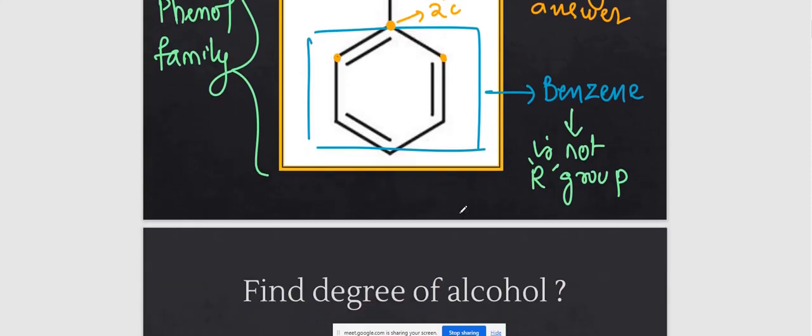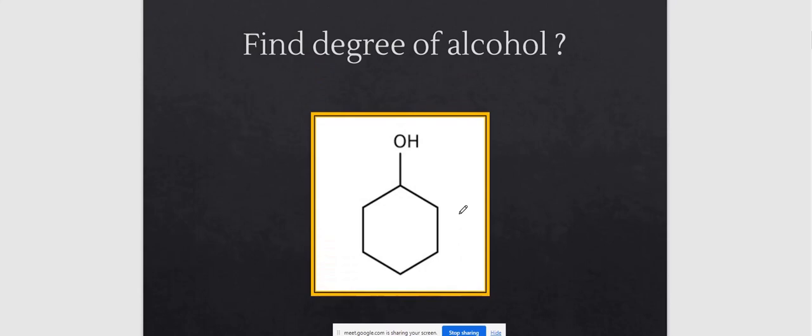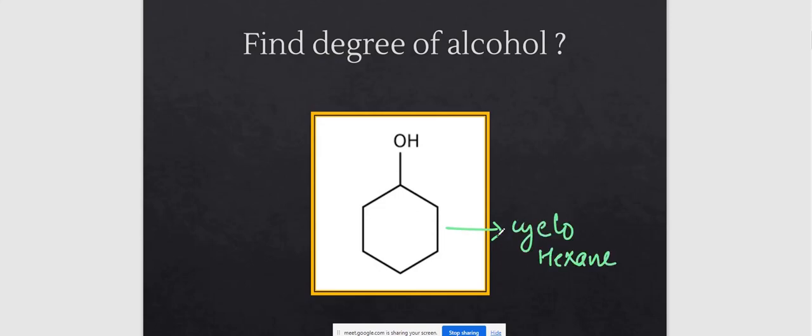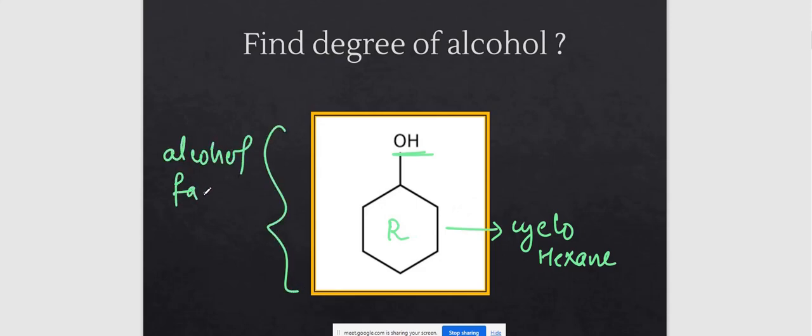Now suppose you have a compound like this, with no alternate single and double bonds. This is just cyclohexane. If you remove one hydrogen, it becomes cyclohexyl. Obviously it becomes the R part, and OH is present. Now this belongs to the alcohol family, so you can decide its degree. What is the degree of this alcohol? 2 degree, because the carbon at which this OH is present is a 2 degree carbon.